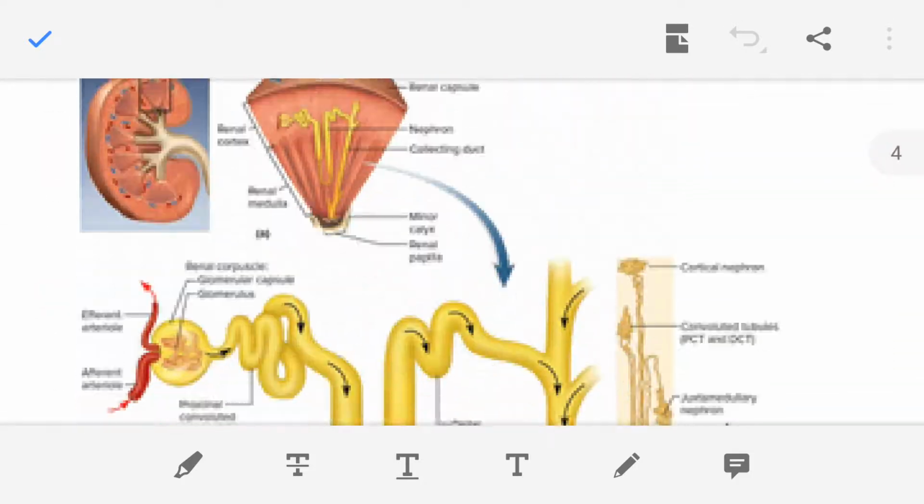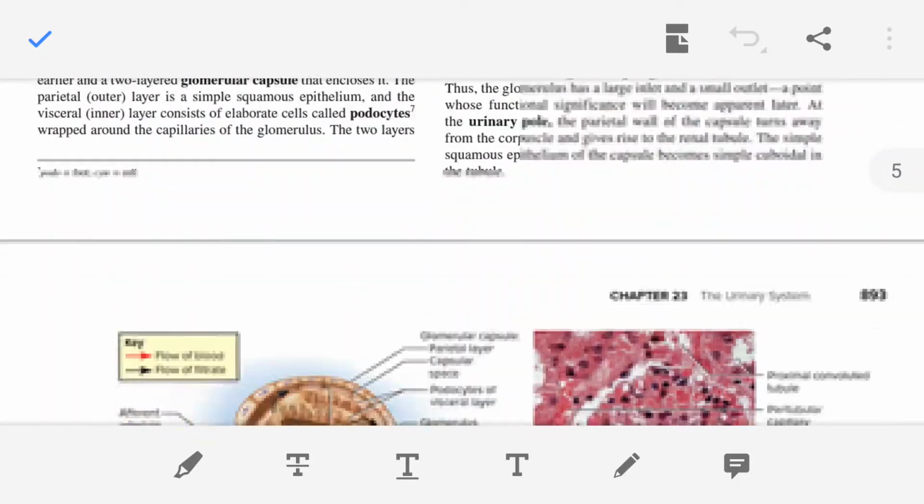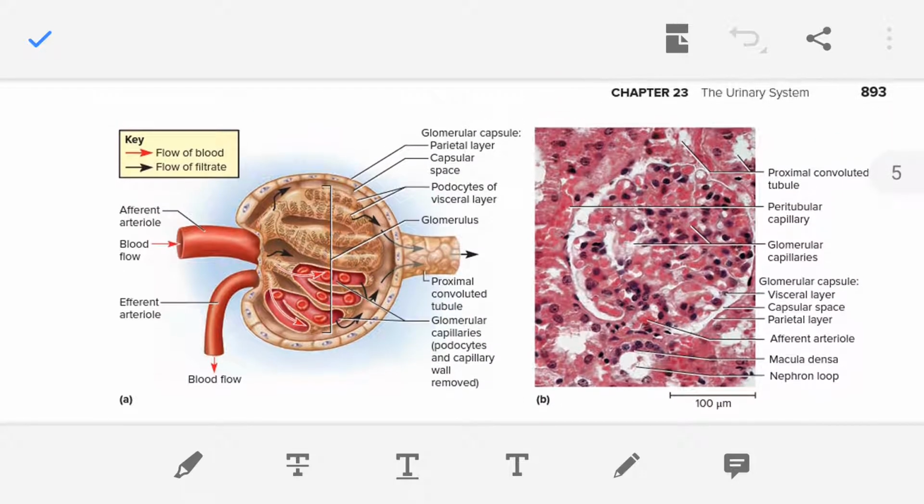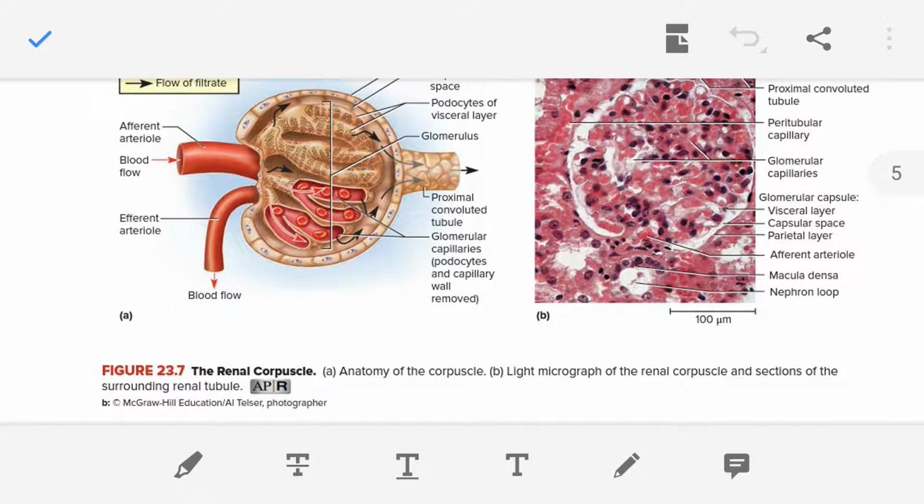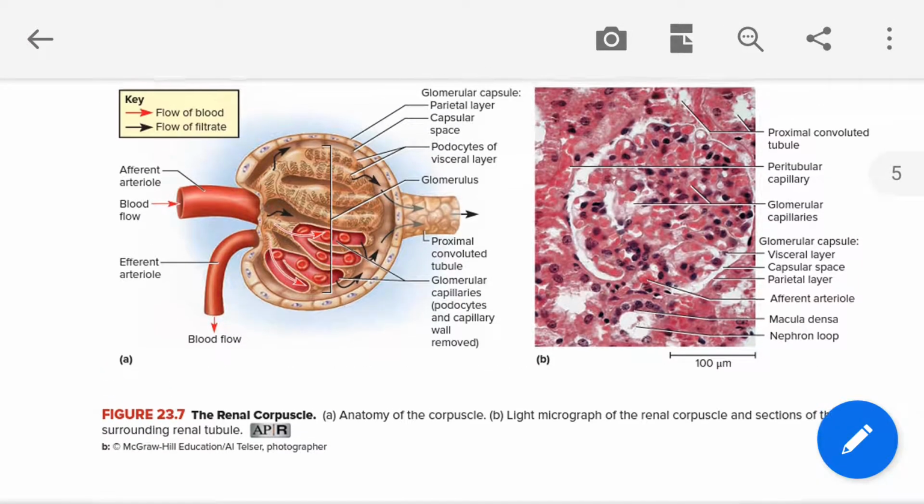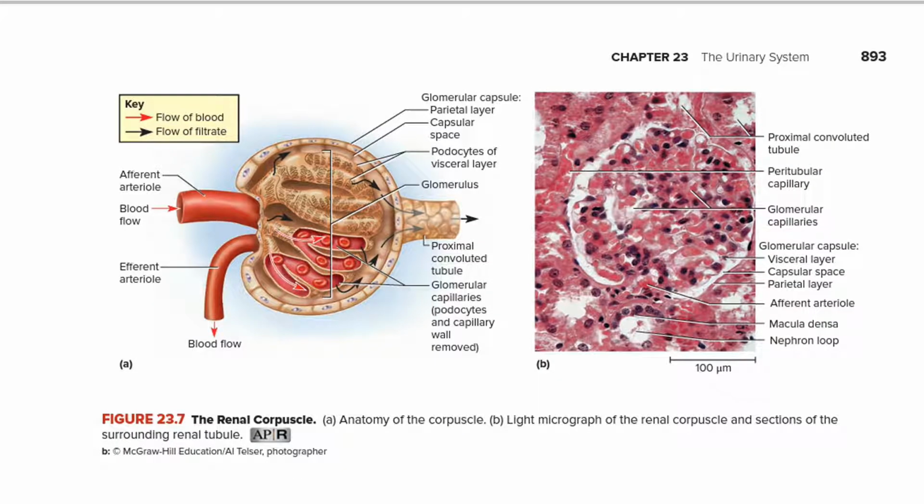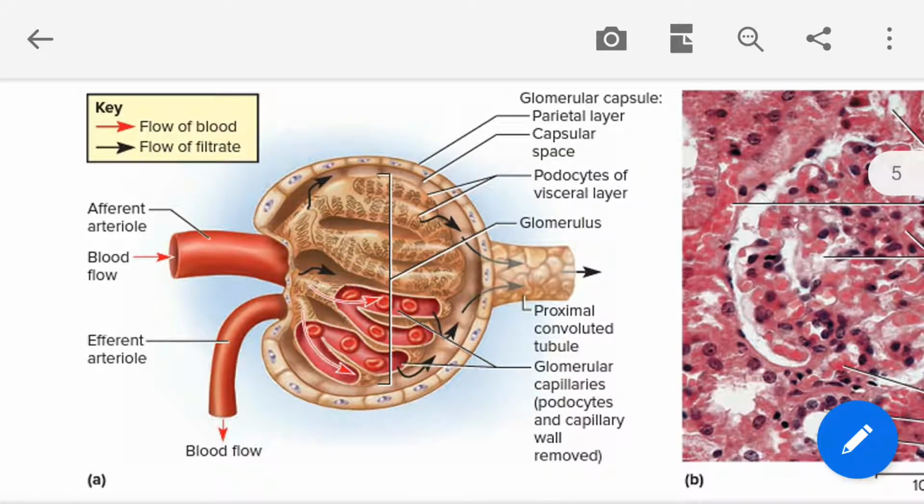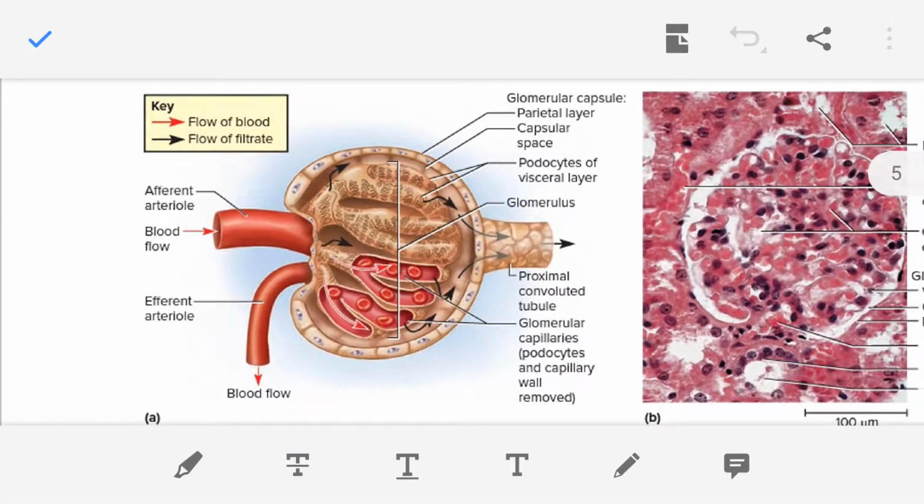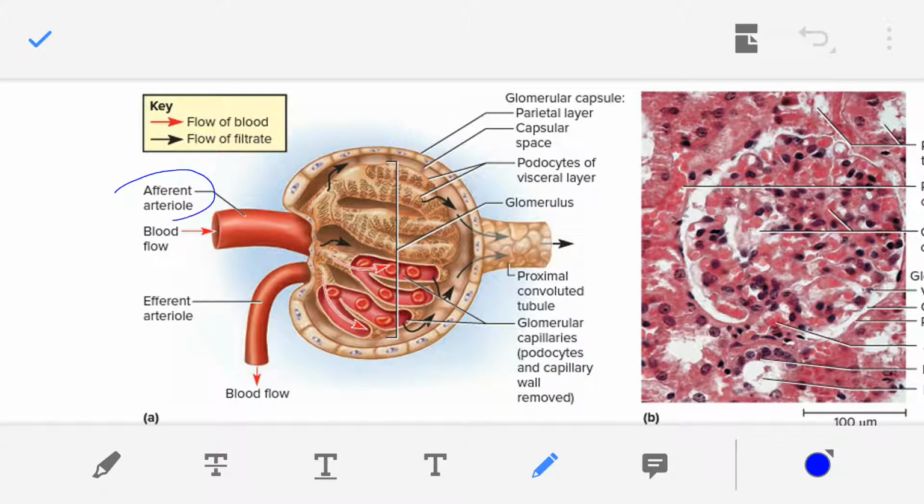So one more figure I would like to show you for this. For example, over here, this is the entire renal corpuscle they are showing. Have a look at this. As you can see here, this is the afferent arteriole, and this is the efferent arteriole. The afferent arteriole is entering into the Bowman's capsule, and the efferent arteriole is leaving the Bowman capsule.